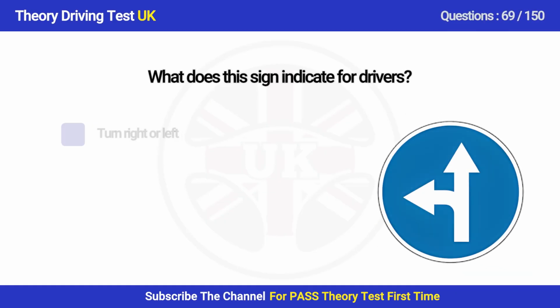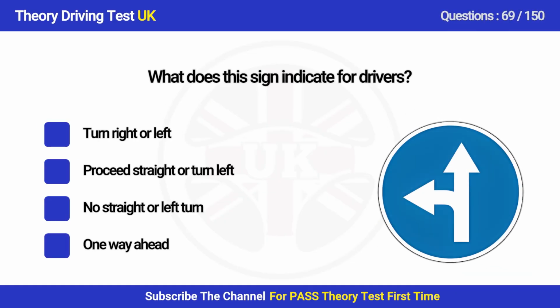Question 69. What does this sign indicate for drivers? A. Turn right or left. B. Proceed straight or turn left. C. No straight or left turn. D. One way ahead.